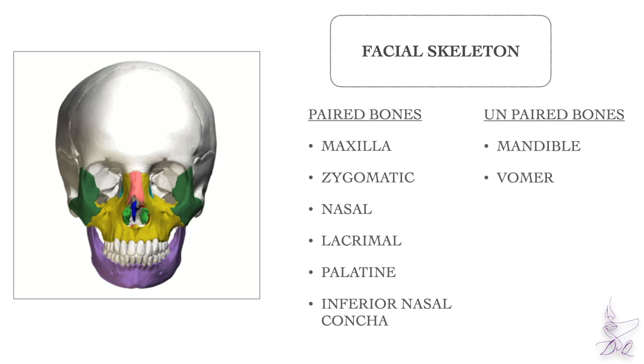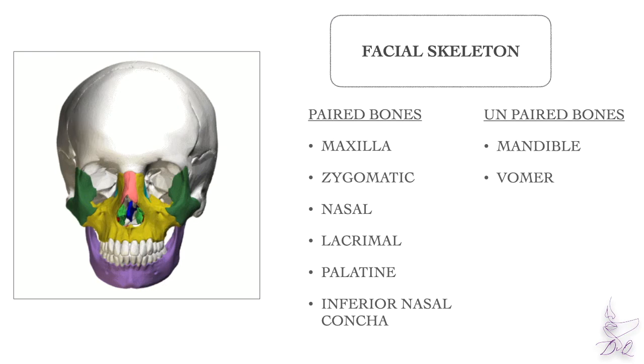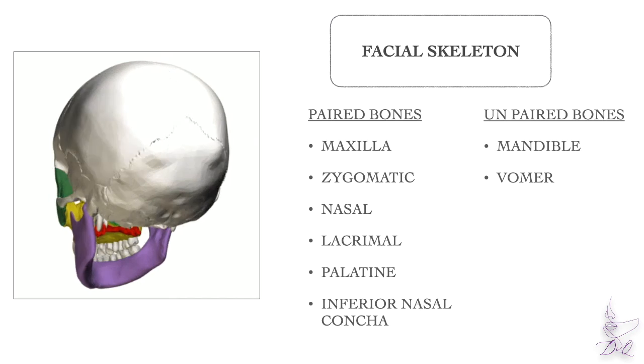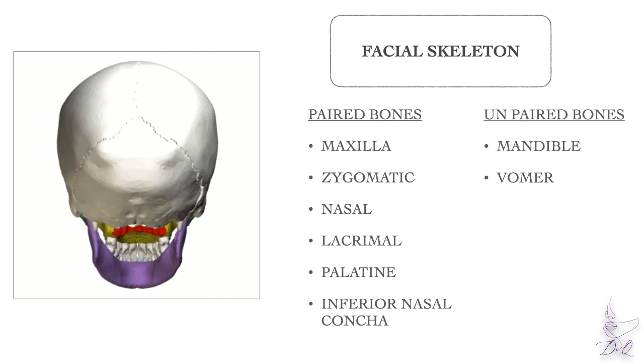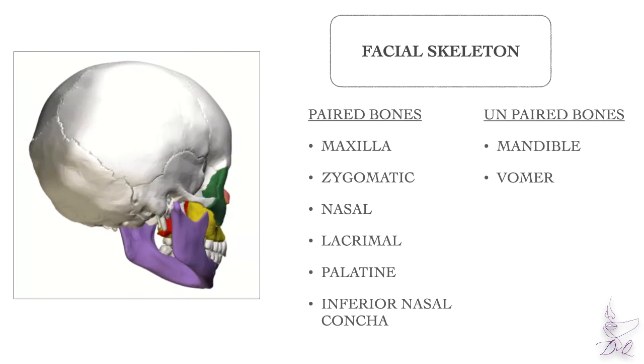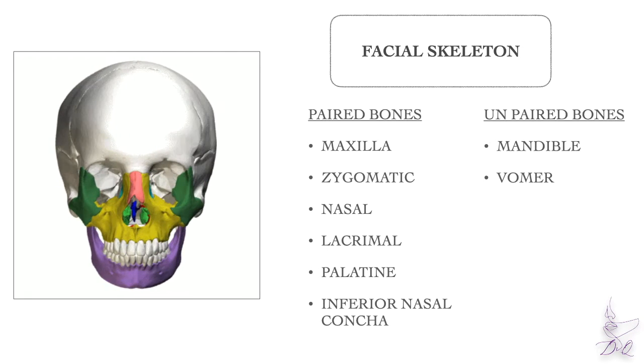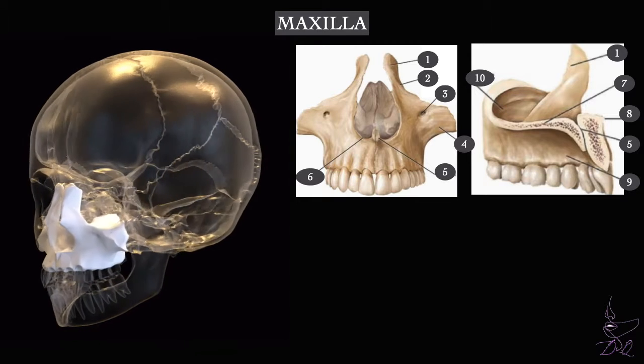Now let's see the bones of the facial skeleton. We have the paired bones and the unpaired bones. In the paired bones, we have the maxilla, the zygomatic bone, the nasal, the lacrimal, the palatine, and the inferior nasal concha. And the unpaired bones, we have the mandible and the vomer.